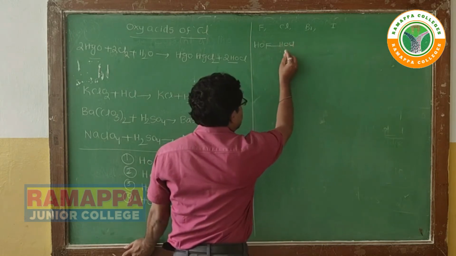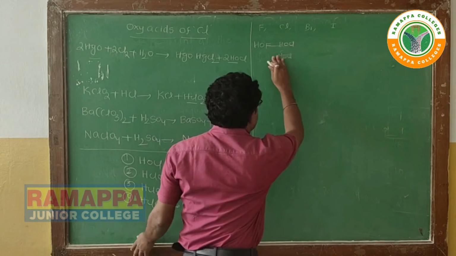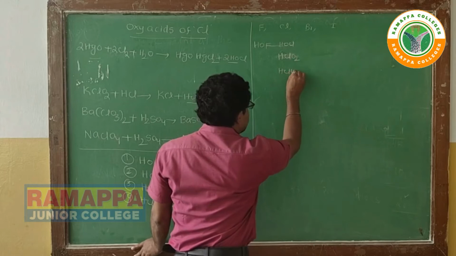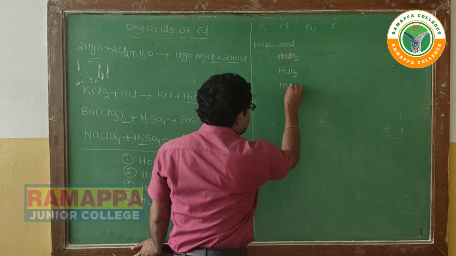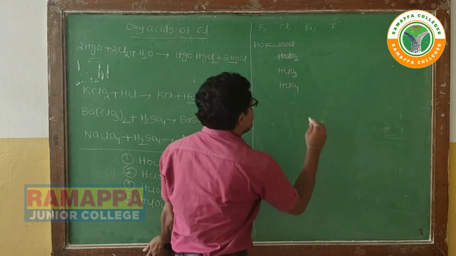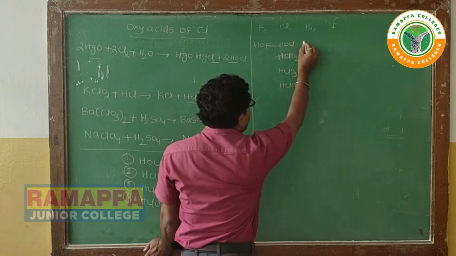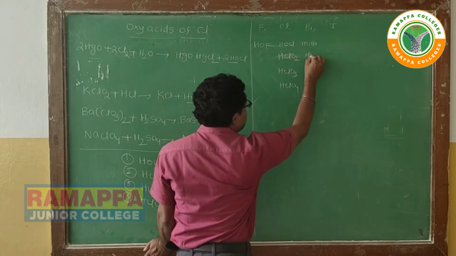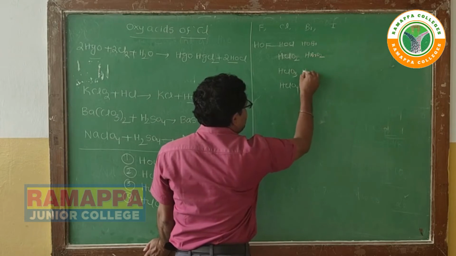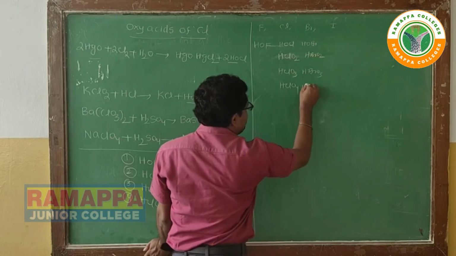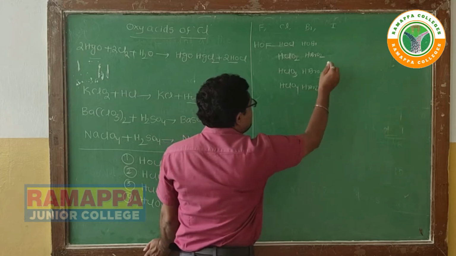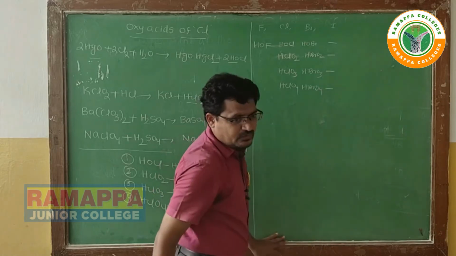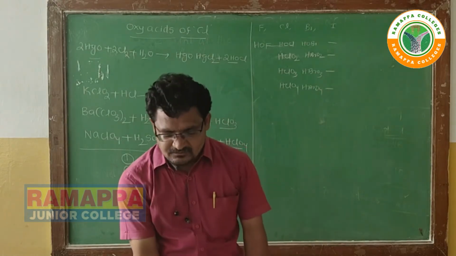That is HOCl, then HClO2, HClO3, and HClO4. Oxyacids of bromine also form HOBr, HBrO2, HBrO3, HBrO4. Iodine also forms HOI, HIO2, HIO3, HIO4. These are oxyacids of the halogens.